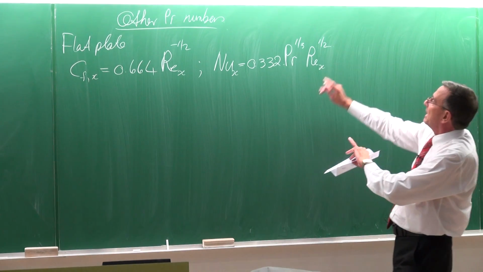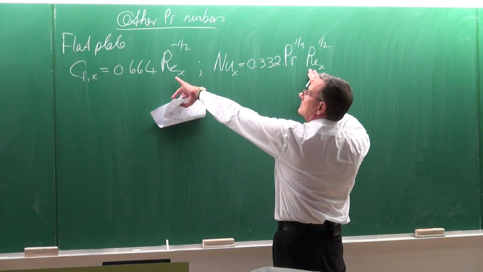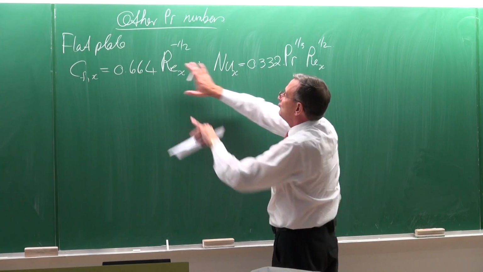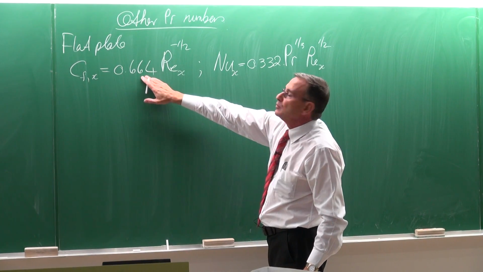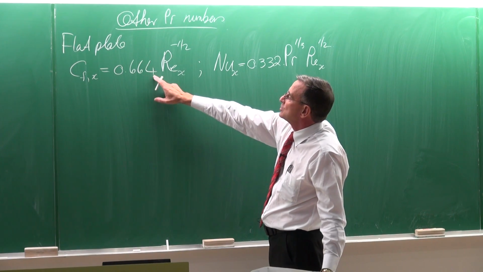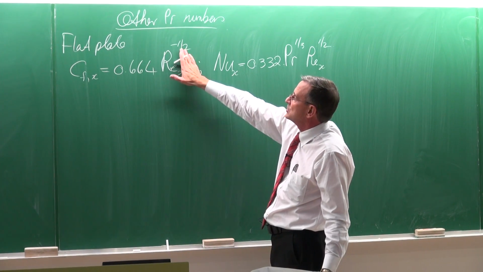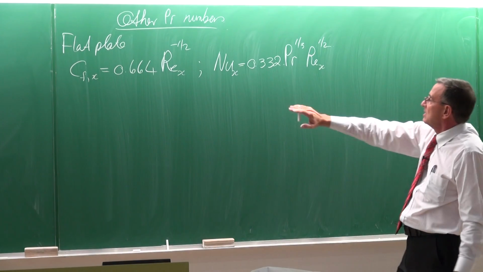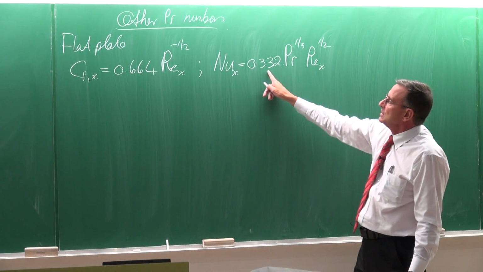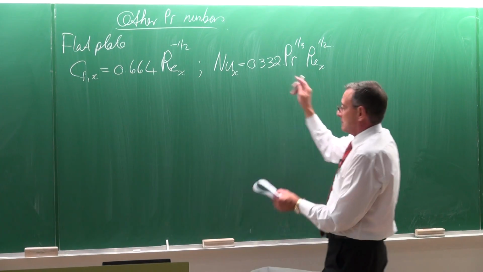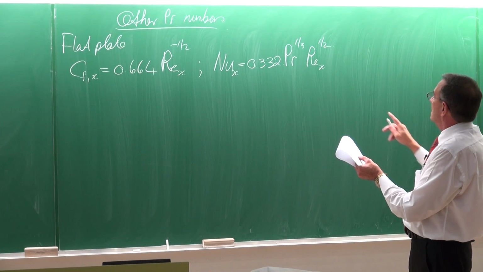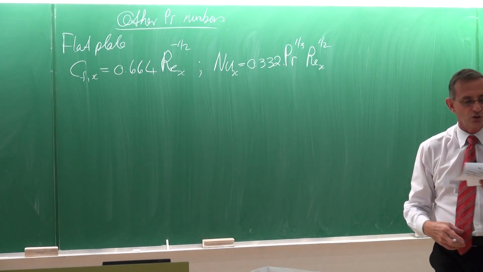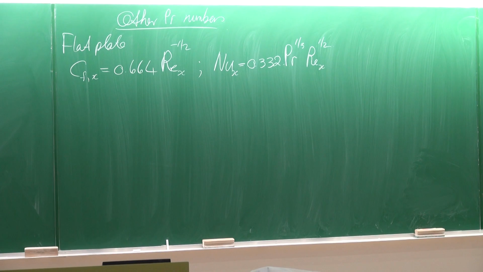So for a flat plate, here's the Reynolds number. For that Reynolds number, you can determine it by multiplying 0.664 by the square root of the Reynolds number. Here it is almost the same, and you can see that the exponent is one half. This is equation 6.82 in your textbook.